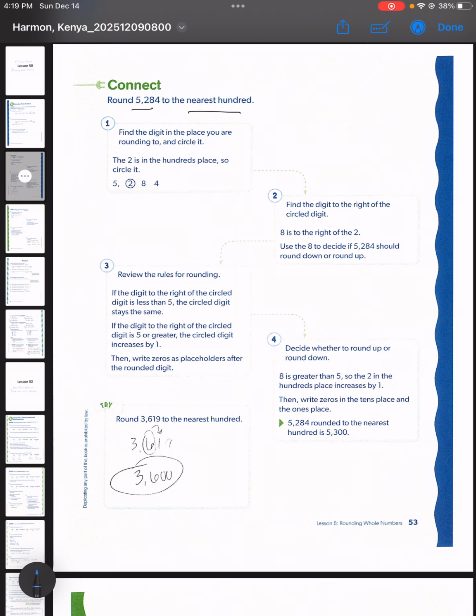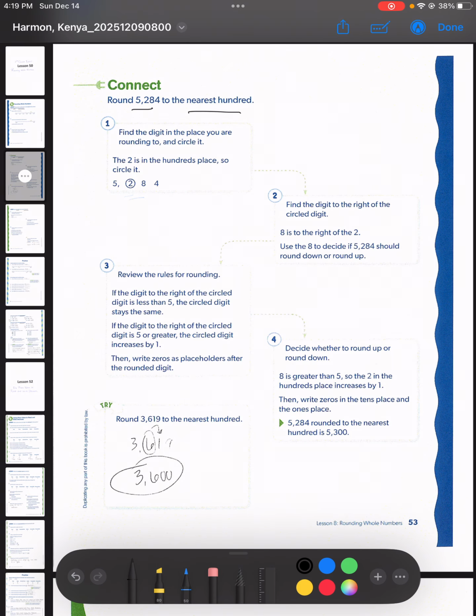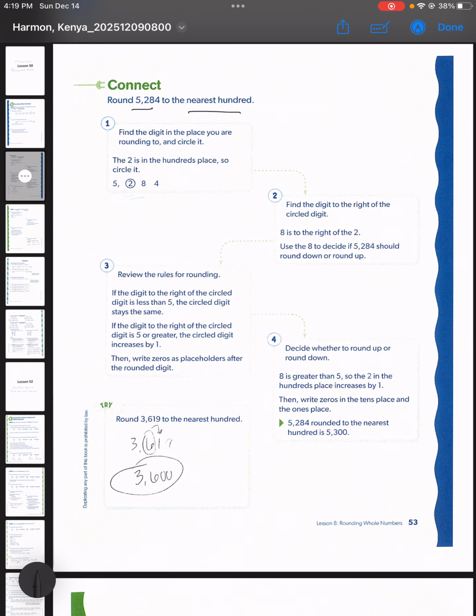So because they're looking at the 2, and 8 is next to it, 8 is larger than 5, so this number becomes 5,300. They are going to use that same process as they jump into the try it.